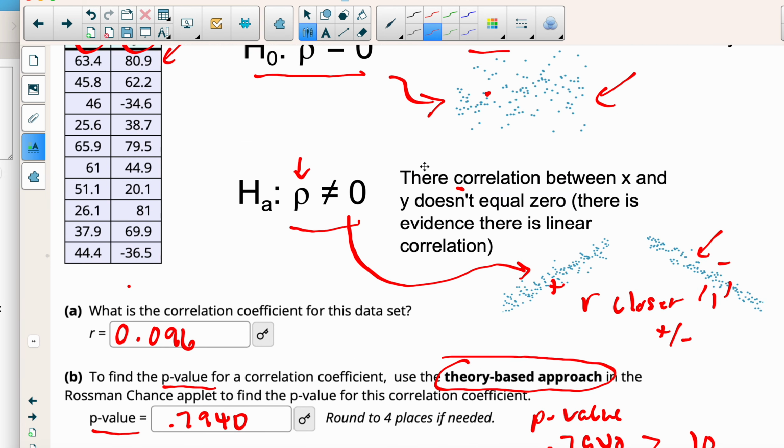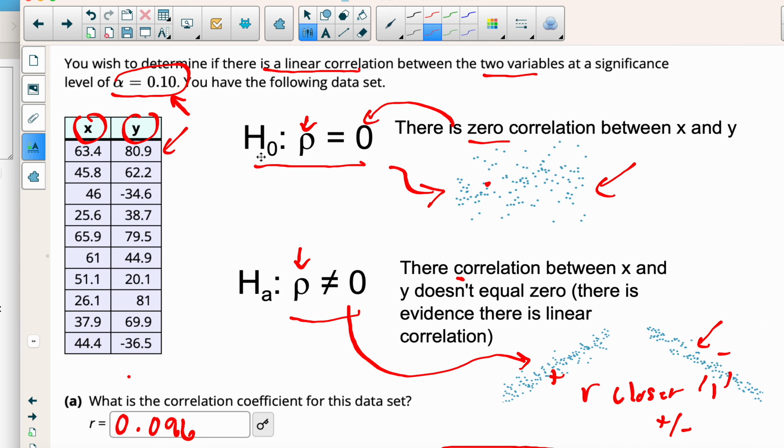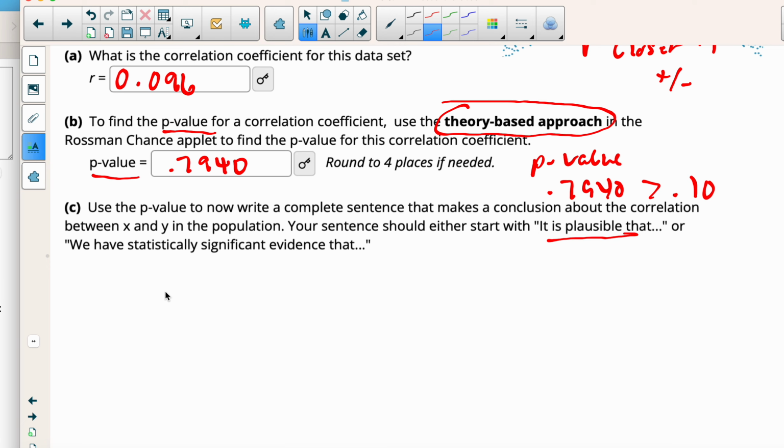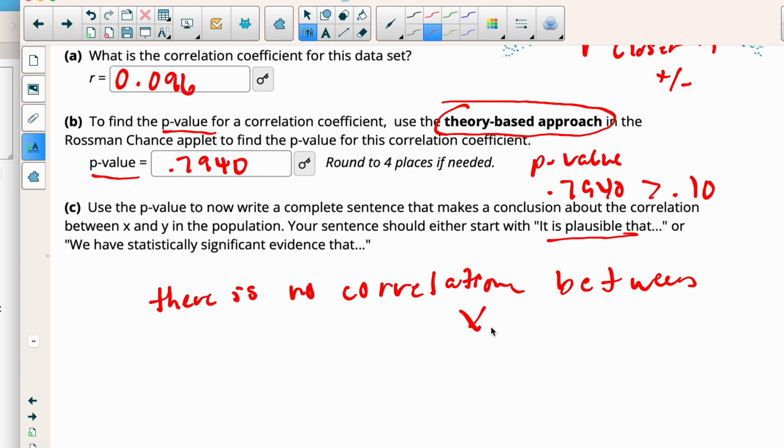What is the null hypothesis? Here it is. The null hypothesis is rho equals 0. There is zero correlation between x and y. It is plausible that there is no correlation between x and y.